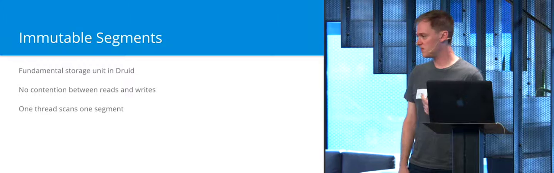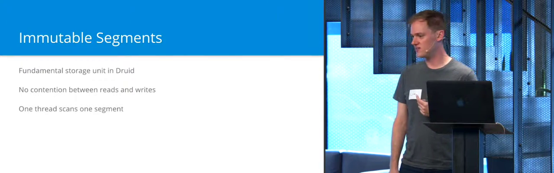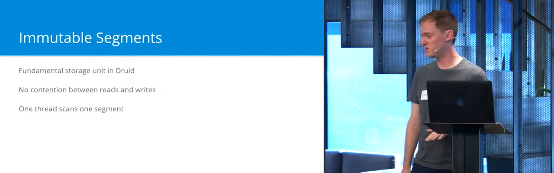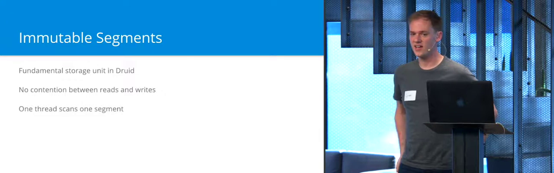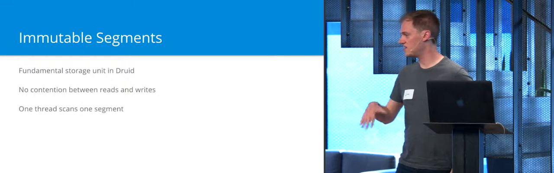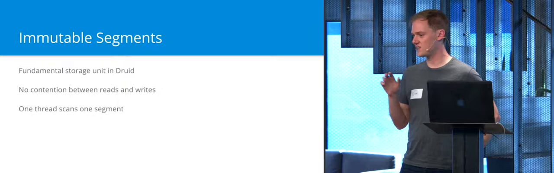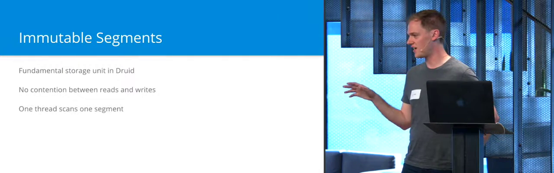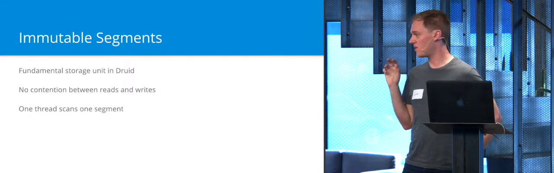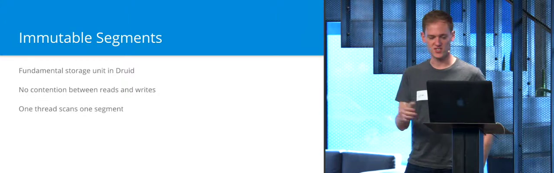These segments are all immutable. They're the fundamental storage unit in Druid. Because they are immutable, there's no contention between reads and writes because there are no writes. And we have a concurrency model where for queries, one thread is scanning one segment. A segment can be scanned by as many threads as you want at a time. And so that really lets queries operate at maximum speed without any write contention.